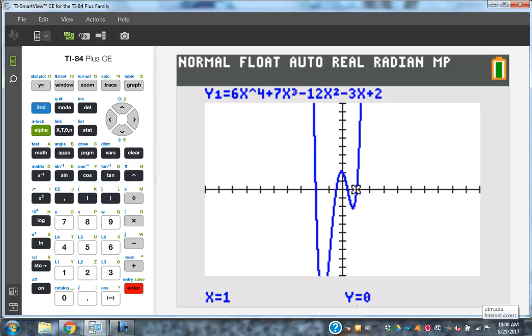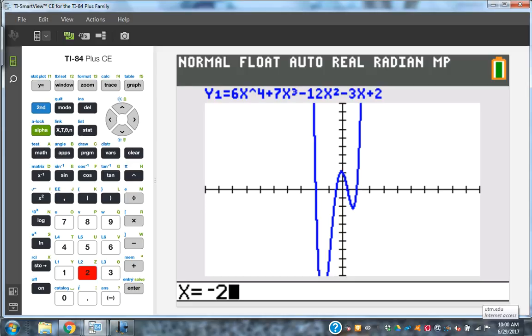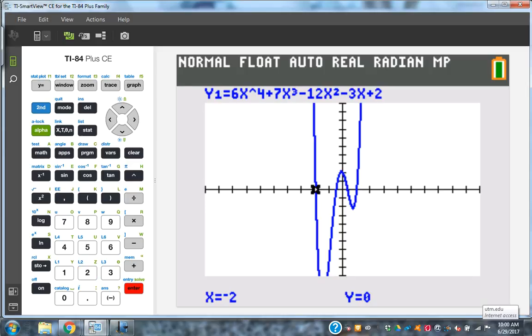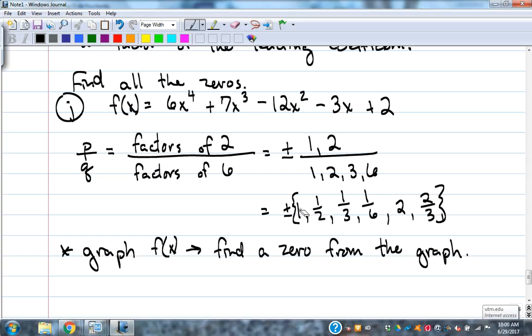What other number would be good to try? That it looks like it crosses at a really nice number. It's like -2 maybe. So if I hit trace, -2, yeah, it gives me y equals 0. Look at your list of possible rational zeros. 1 and -2 are in there. That's what I mean. Okay? They're in that list, but we found them using that graph.